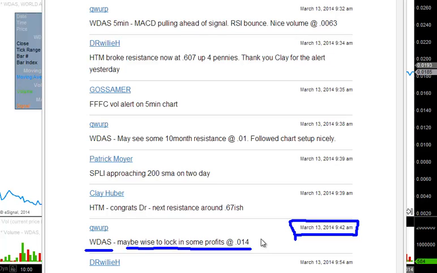Sure, WDAS was a monster alert, up over 200%. But this is what really caught my eye, and this is what the chat room's all about: looking out, helping each other find the movers, but also not trying to fool each other or get others to buy shares so that we can then sell on them. It's a good team effort. Friendly reminders like this, lock in profits. It's just a very different atmosphere.